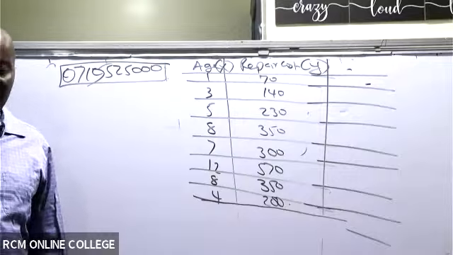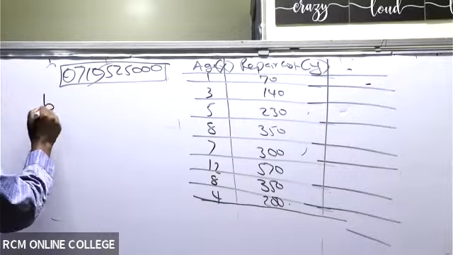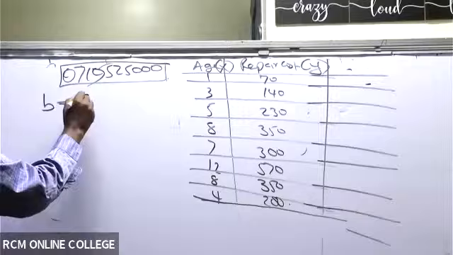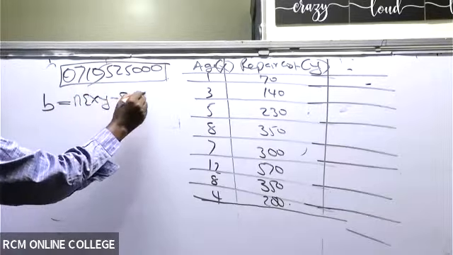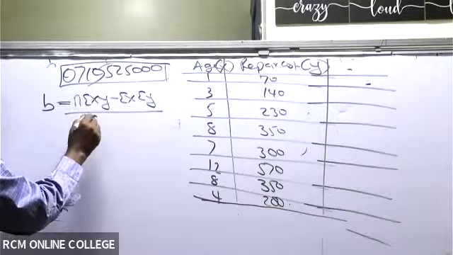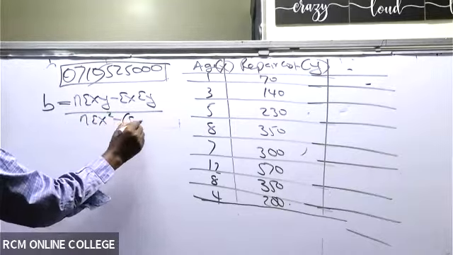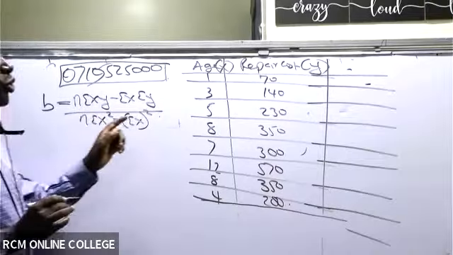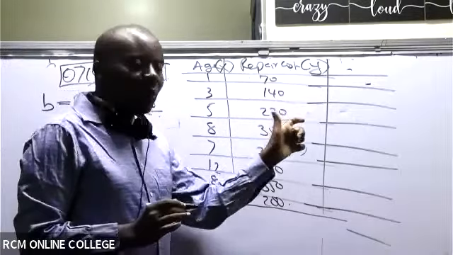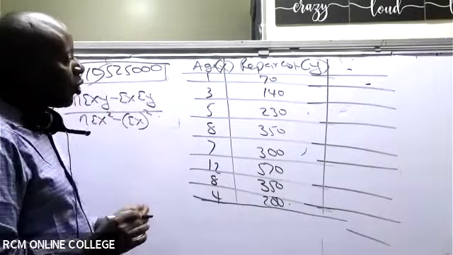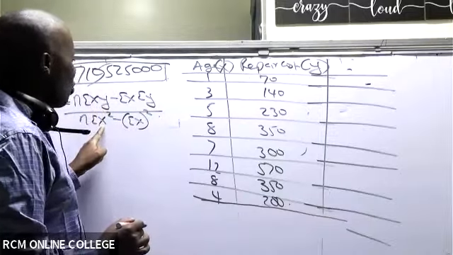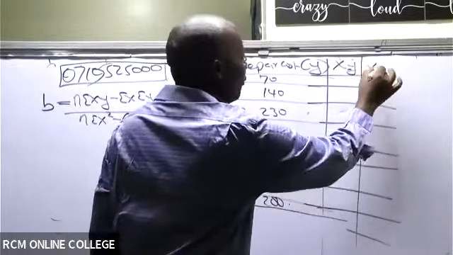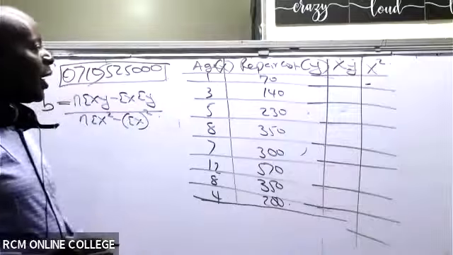So remember, what are we doing? We want to get the value of B. Because they have asked us to give them the regression equation, to get B, we normally take n sum of xy minus sum of x sum of y, all over n sum of x squared minus bracket sum of x squared. You must cram that formula. So you must introduce two additional columns, one for xy and one for x squared. xy means you're multiplying.